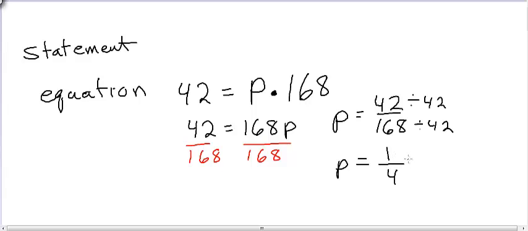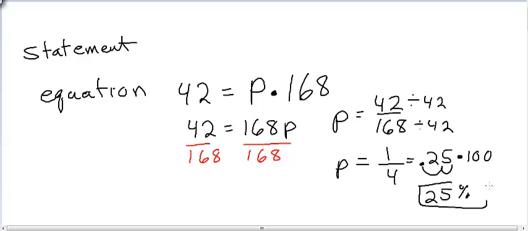Now since I'm still looking for a percent, I'm going to change my 1/4 into a decimal, which is 0.25. I can convert this to a percent by multiplying by 100. The effect is move the decimal point 2 spaces to the right, and I have the number 25, which I will attach a percentage sign to.